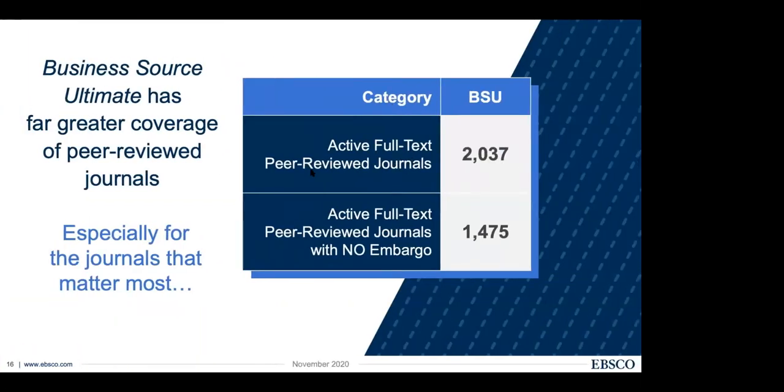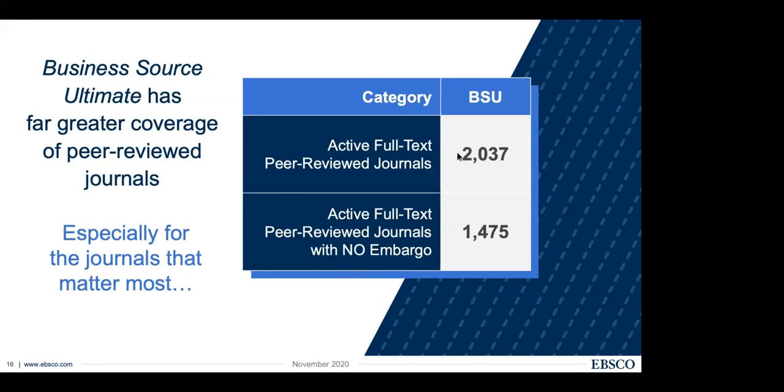We also have peer-reviewed journals, more than 2,000 journals for you to search. And within the 2,000 peer-reviewed journals, more than 1,400 journals have no embargo. No embargo means you can access the latest journal and the latest articles. For example, with Time Magazine, you can find the latest issue and read it. This is no embargo. If the journal has an embargo, maybe 3 months, 6 months, 1 year or 2 years, you cannot see the latest issue. You can only see the abstracts. Okay, so this is BSU.